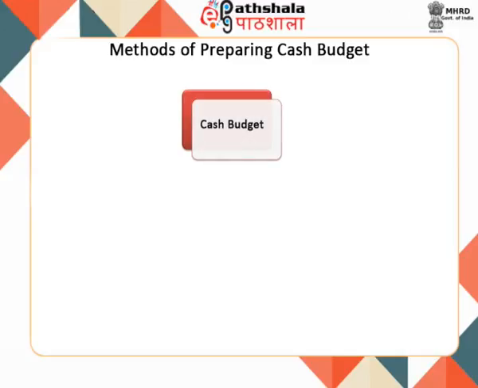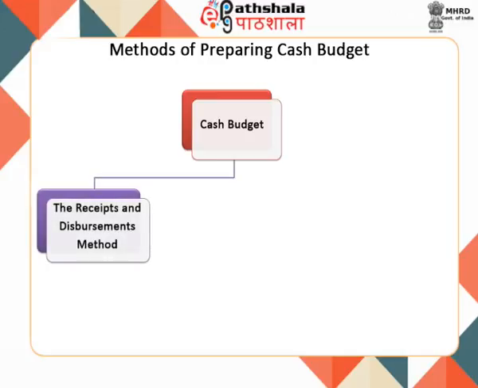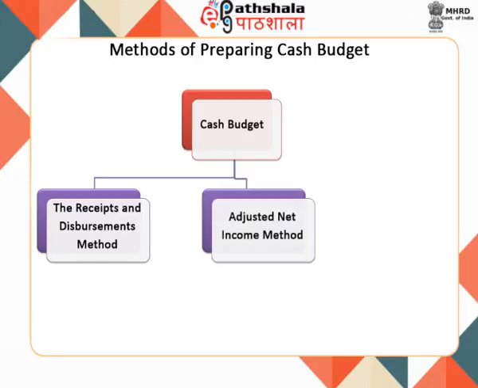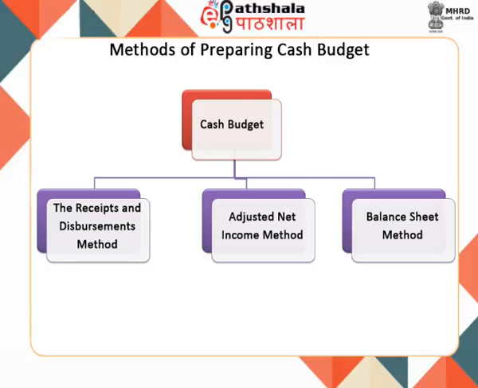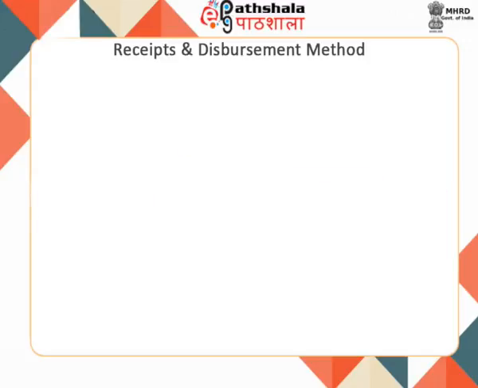A cash budget could be prepared using any of the three methods: 1. The receipts and disbursements method; 2. The adjusted net income method; 3. The balance sheet method. The receipts and disbursements method.